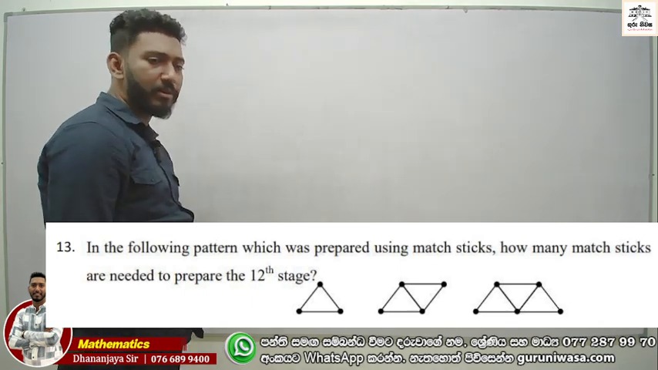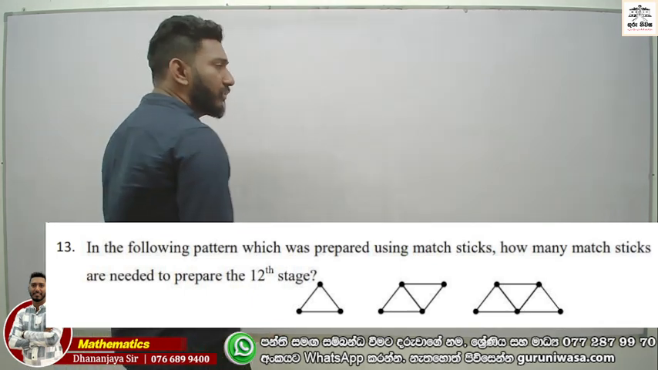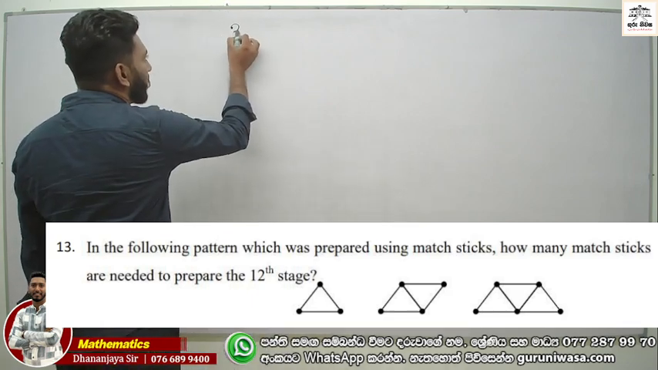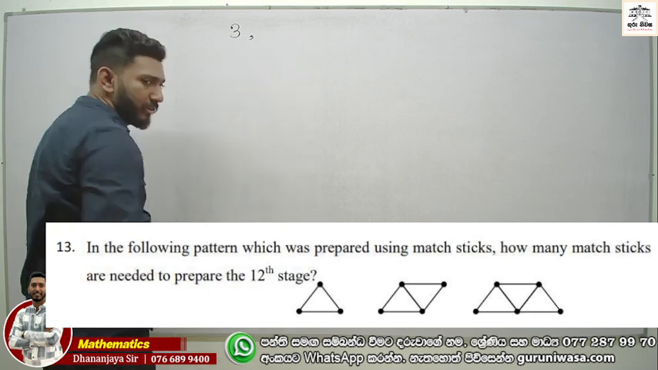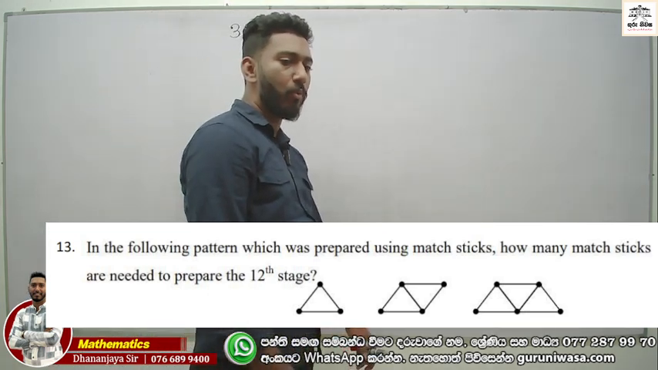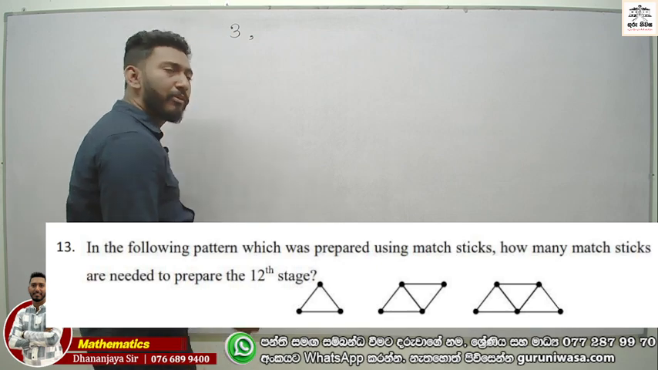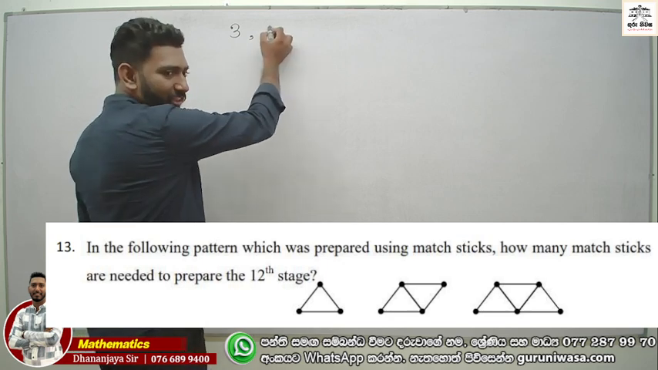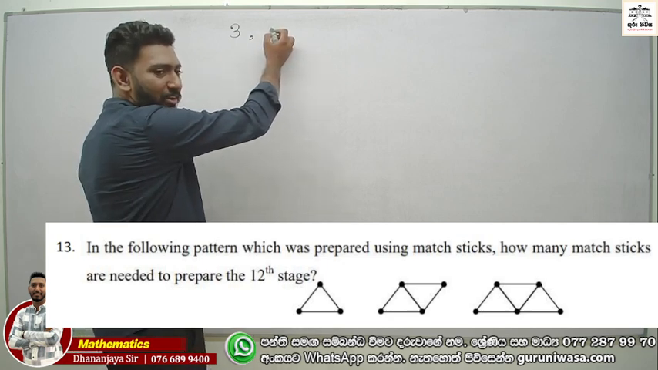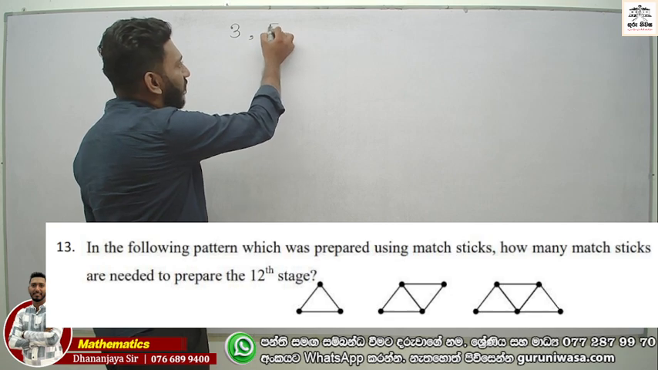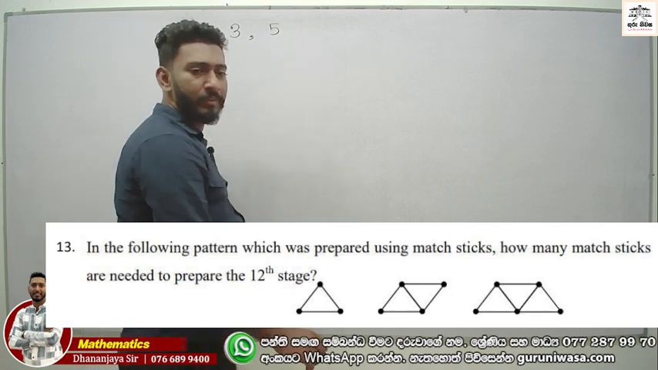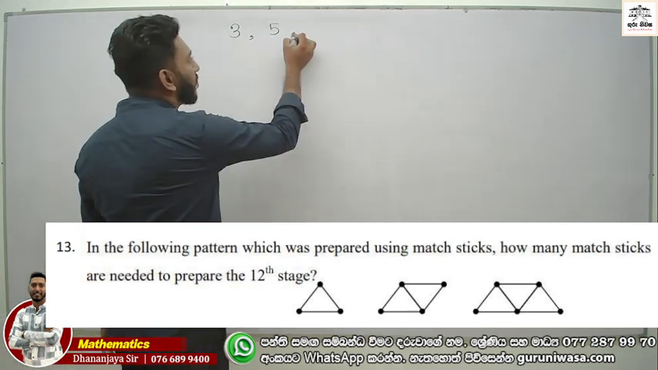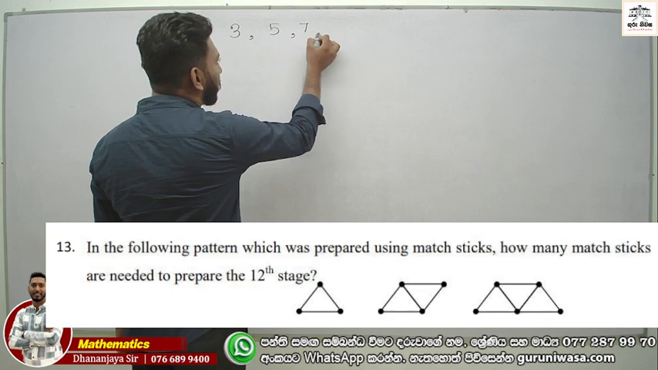The first term becomes 1, 2, 3. 3 matchsticks. First term is 3. So that's the first pattern. Now the second pattern, 1, 2, 3 and the 4. There are five matchsticks. Right? And the second one, 3, 4, 5, 6, 7. 3, 5, 7 like this, right?